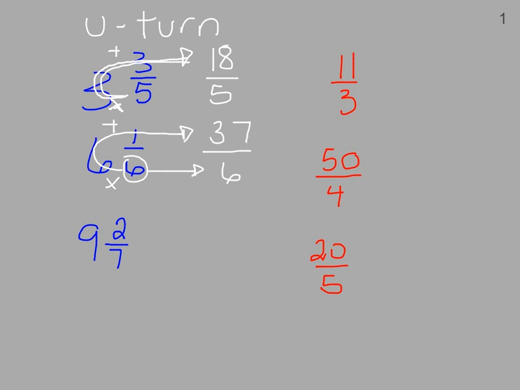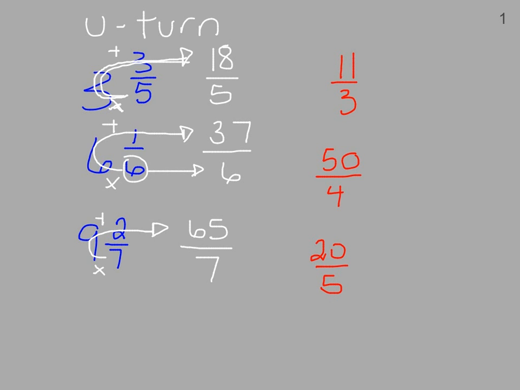And so that would be the answer, 37 over 6. On the last one, 9 2/7, again, we're going to go this direction. 7 times 9 is 63, plus 2 is 65, and that makes our new top. And then the 7 on the bottom stays the same. So that's it on those. Remember, multiply on the bottom, add the top to make your new top. Bottom stays the same.